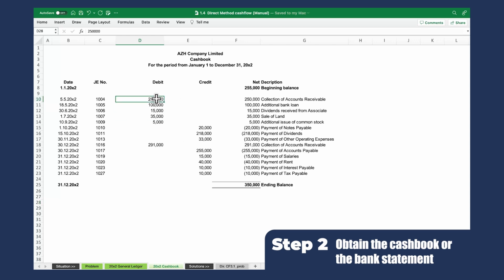Here, it is presented as a debit credit, which means that if there is a debit, cash was increased or cash was received. And if there is a credit, it means that cash was paid or cash was disbursed.